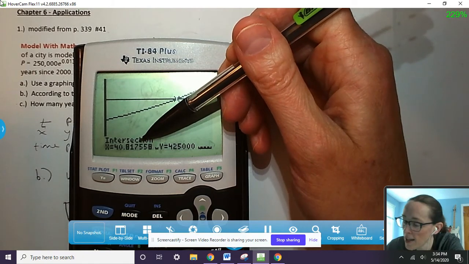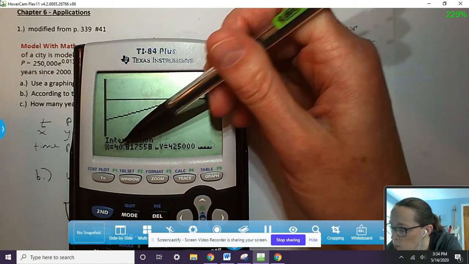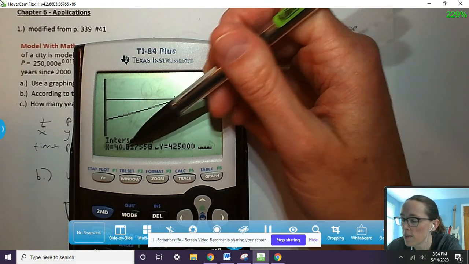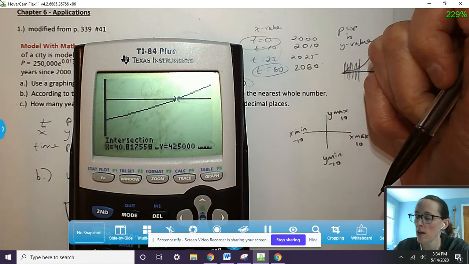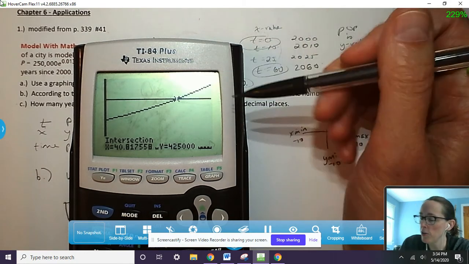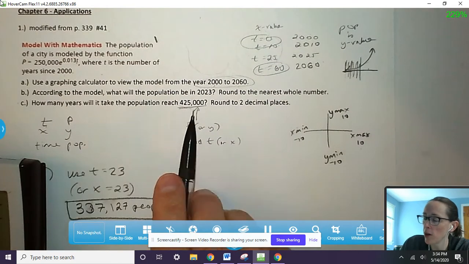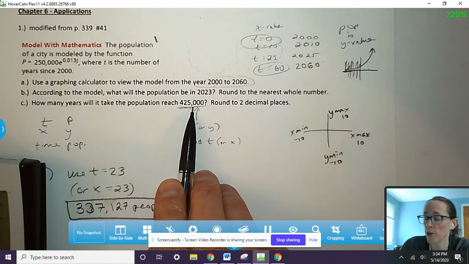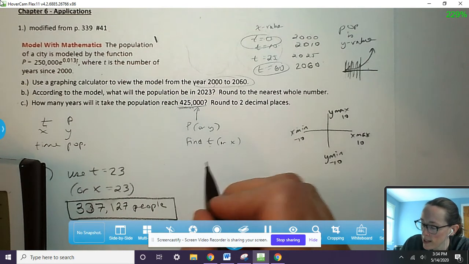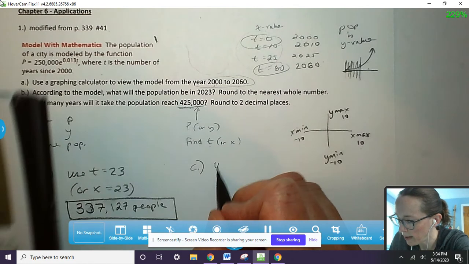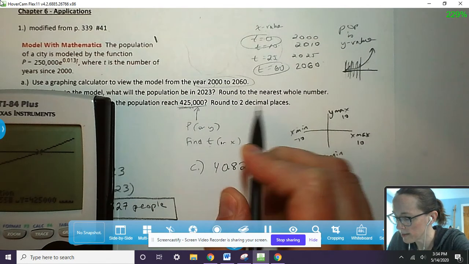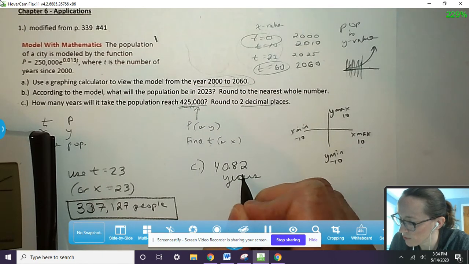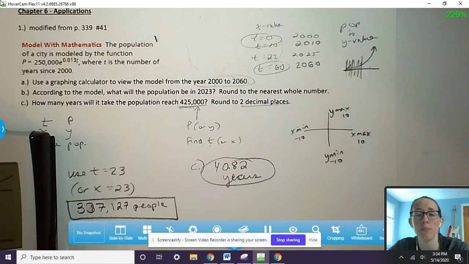So here we have it. When it's been 40.81, so 40.82 if we round to 2 decimal places, 40.82 years, the population will be 425,000. If you want to write that down again, if you have the Y value and you want to find when that happens, put a horizontal line at that Y value and you can find the point of intersection. So for part C here, the year is 40.82 if we round to 2 decimal places. And that's how many years it takes before the population reaches 425,000 according to this model.